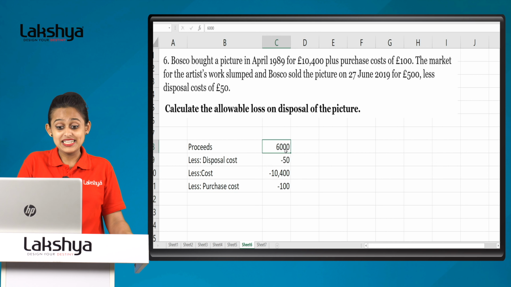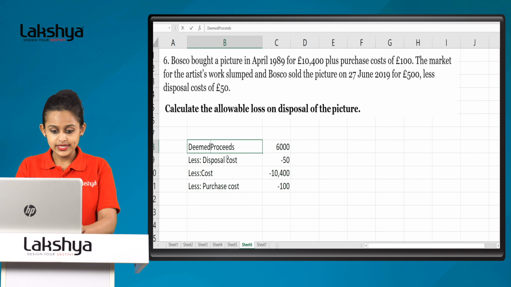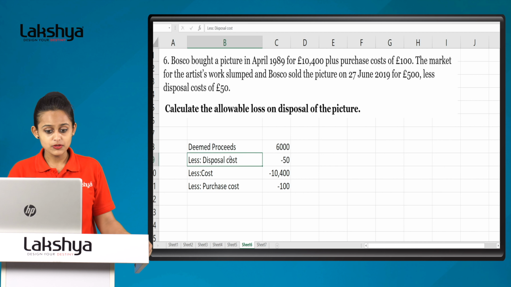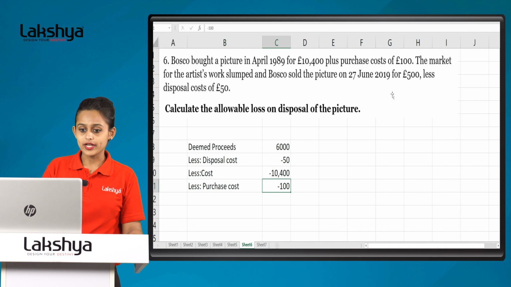So 6,000 is the deemed proceeds. So I'm going to write that. I can write there as the deemed proceeds. All right. Deemed proceeds, less disposal cost, less purchase cost 100.